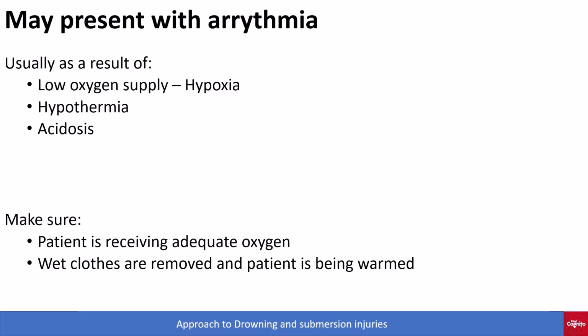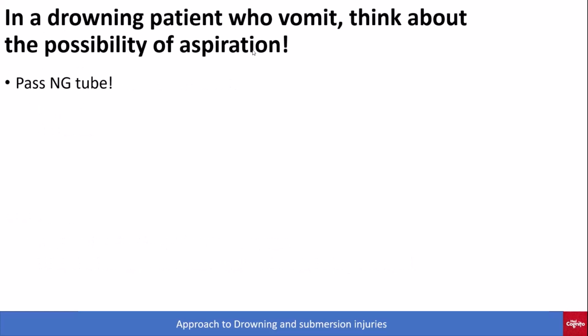Therefore, what should I do when I get a patient out of a water body? Number one, I need to make sure the patient is receiving adequate oxygen. Number two, I need to make sure that the wet clothes are removed. So when I'm removing the wet clothes and putting on the warm blanket, it's not just because the patient is shivering. Of course, you've got to cover them, but it's also because you want to prevent arrhythmias. Okay. So in a drowning patient who vomits, think about the possibility of aspiration.